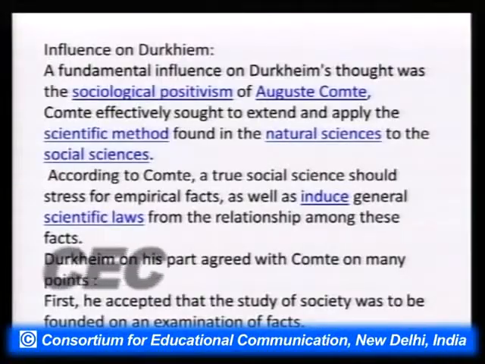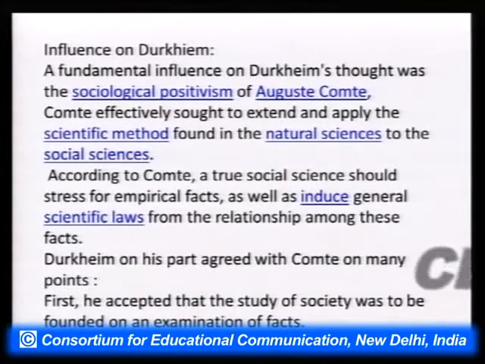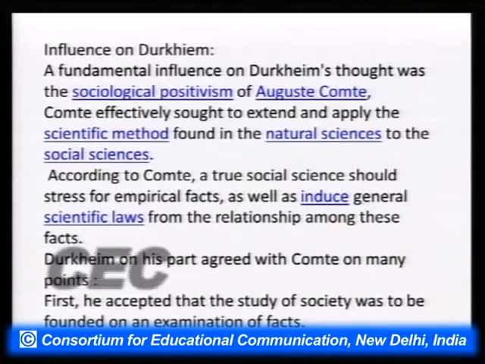Now, to understand Durkheim as a sociological thinker, we need to see his influences, because influences are very, very important, friends. A fundamental influence on Durkheim's thought was the sociological positivism of Auguste Comte. As you all know, Auguste Comte is considered to be the father of sociology. Comte effectively sought to extend the method of the natural sciences to the social sciences, and according to Comte, a true social science should stress the empirical.